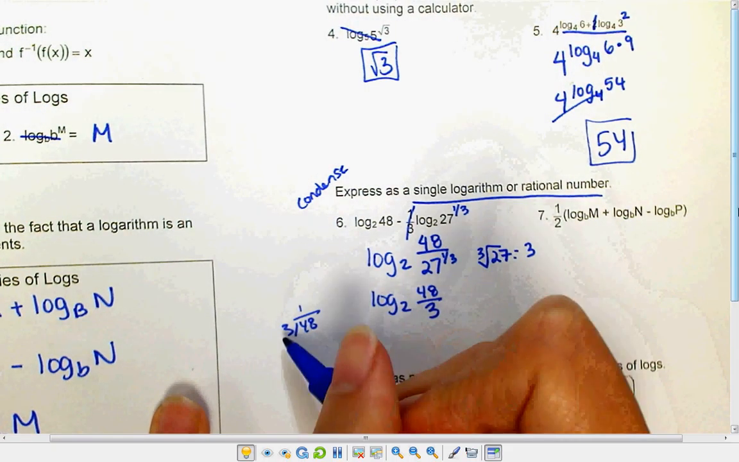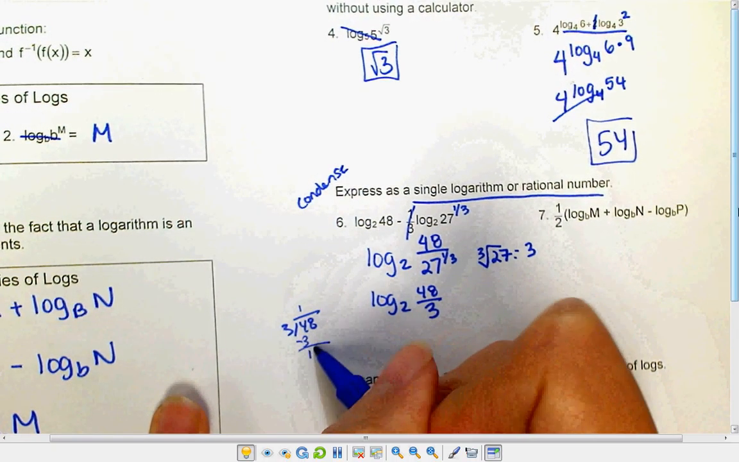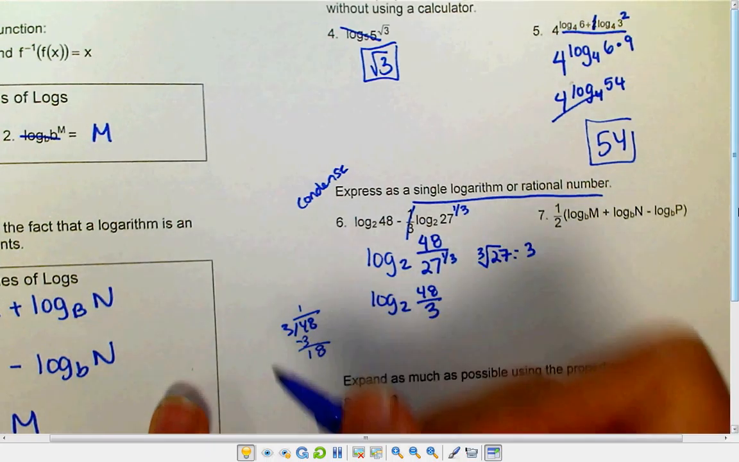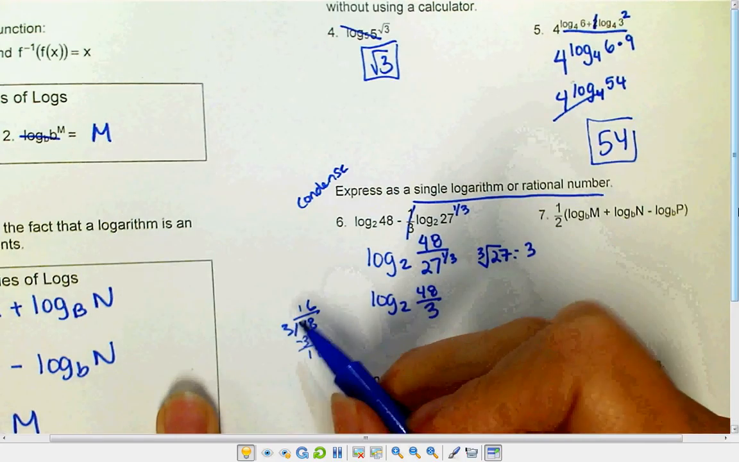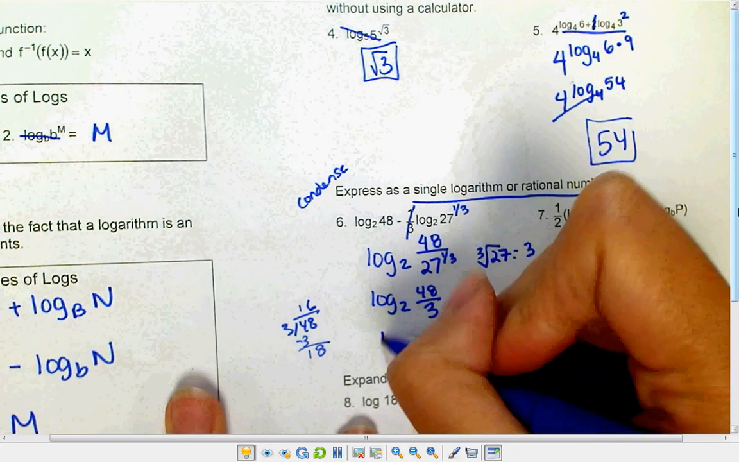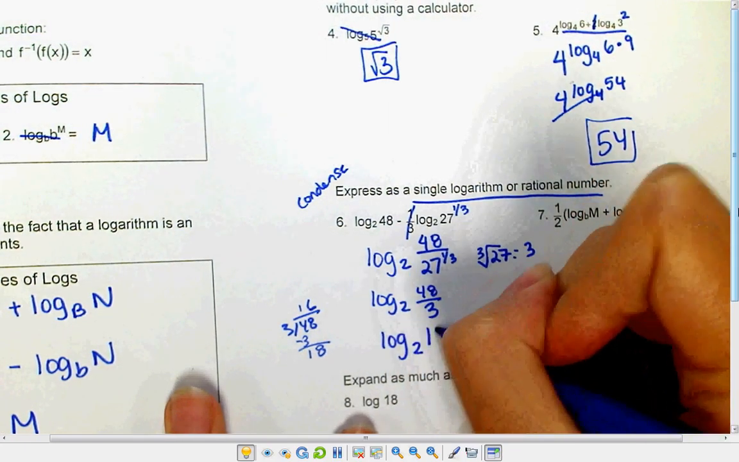So 3 goes into 4 one time. We're left with 18. 18 divided by 3 gives you 6. So 16. So 48 divided by 3 is 16. So now we're trying to find log base 2 of 16.